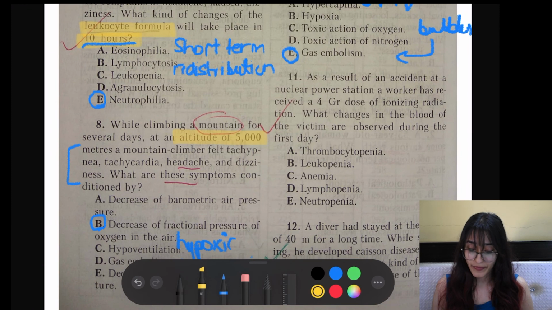Next question. As a result of an accident at a nuclear power station, a worker has received 4-grade dose of ionizing radiation. What changes in the blood of the victim are observed during the first day? So during the first day, redistribution of neutrophils is not yet seen, and as I told you, lymphocytes are the first of all that are affected. They are most sensitive to the radiation and decrease in number.